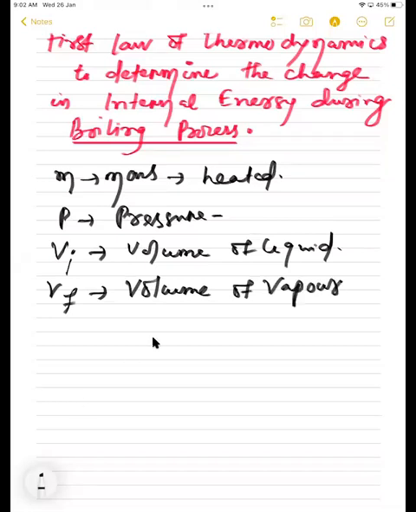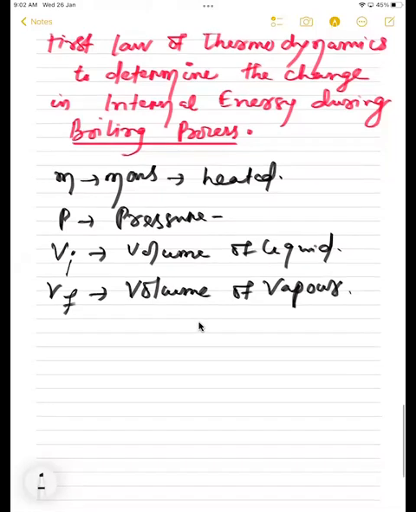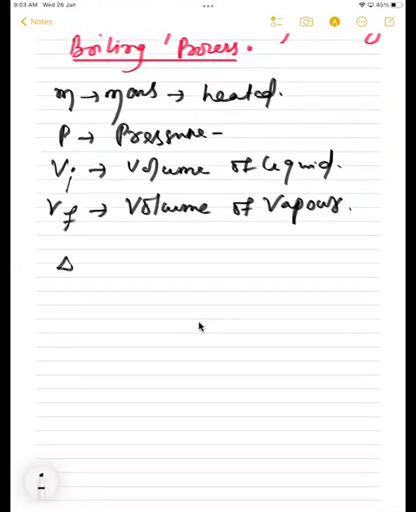Let Vf be the volume of vapor, correct? So the work done by the liquid in this expansion, because volume is changing definitely. So delta W is equal to how much? P into delta V, that is equal to P times vapor volume minus liquid volume.